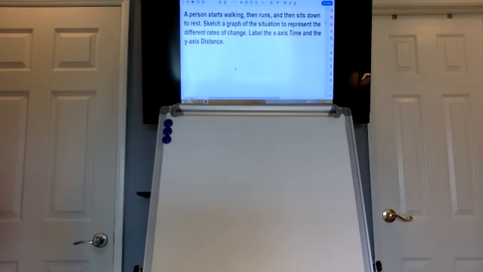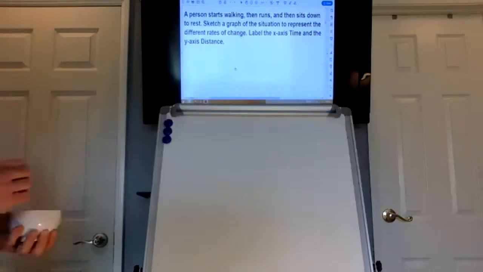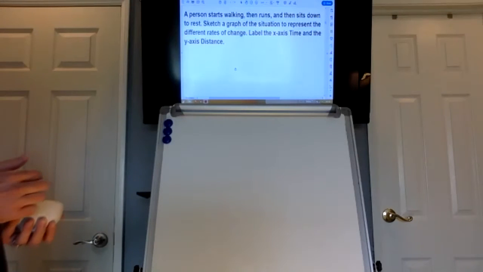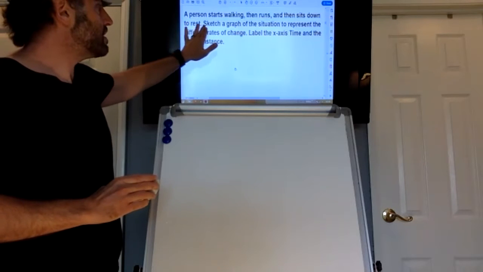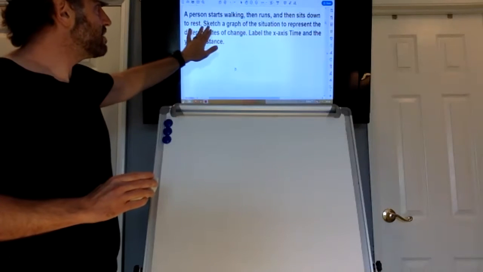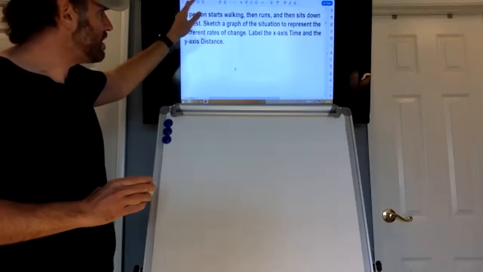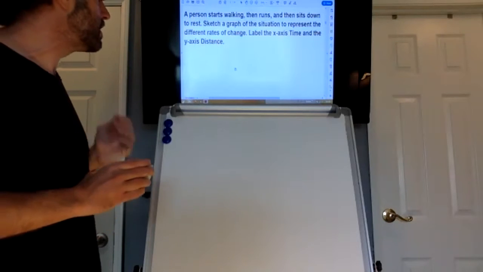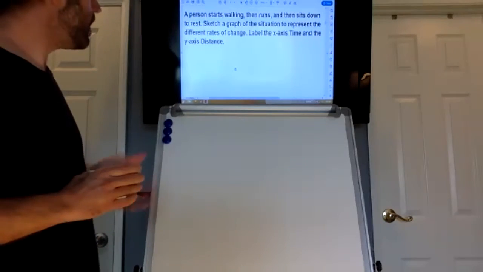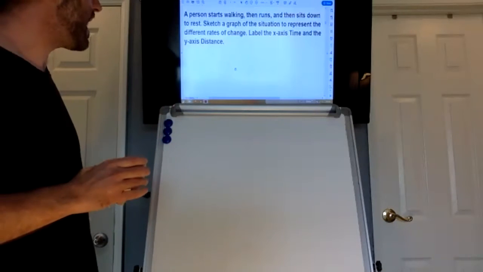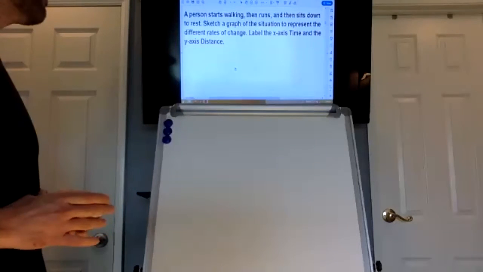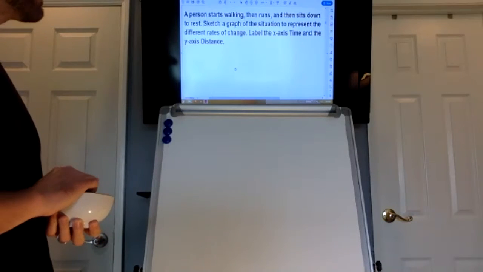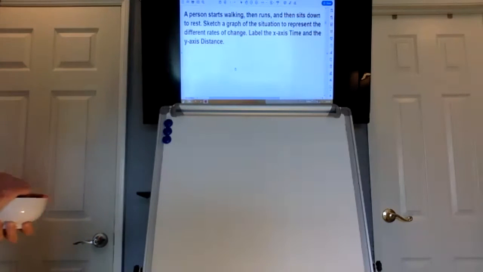Hey, the problem's up. A person starts walking, then runs, then sits down to rest. Sketch a graph. When it says sketch, the key thing to remember is it's not perfect. You don't even need tick marks on your coordinate plane. It's just a rough sketch. Sketch a graph of the situation to represent the different rates of change.